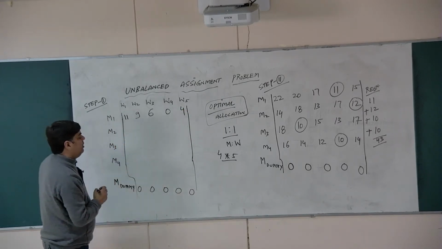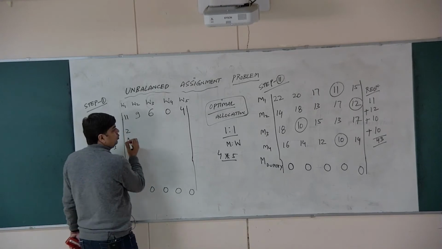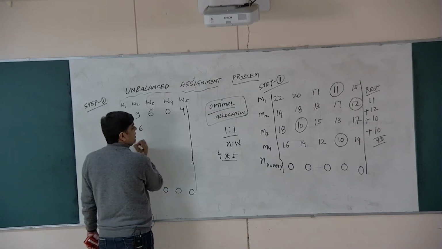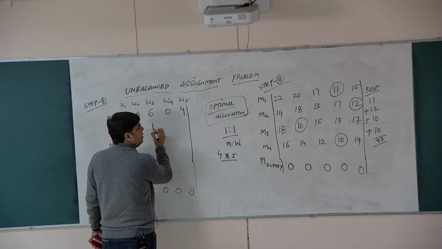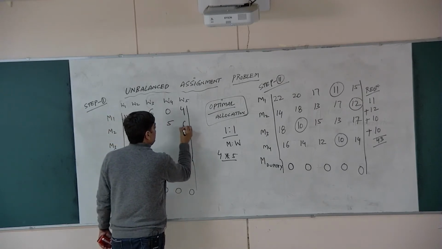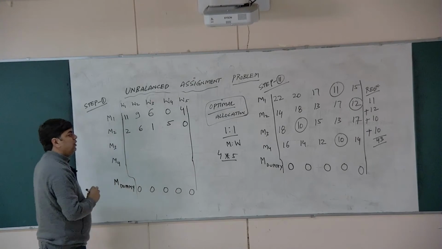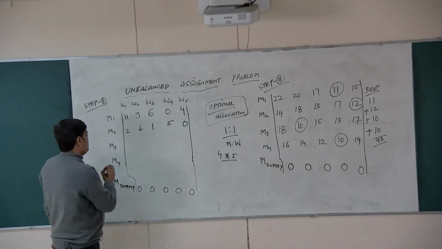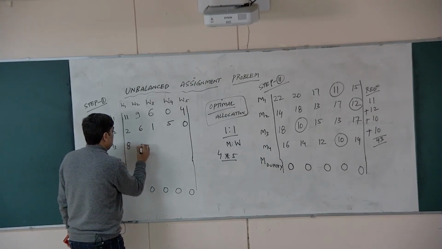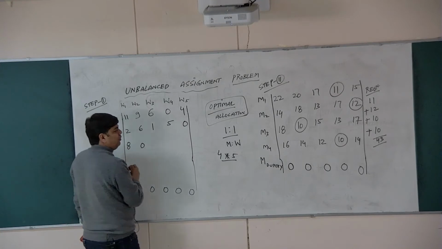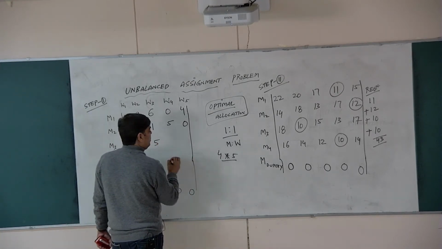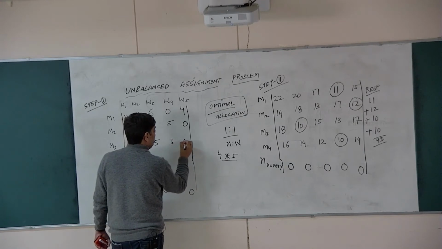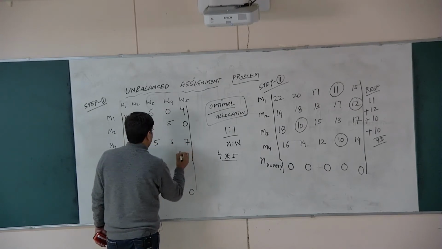Similarly 12. So we will have 2, 6. So 13 minus 12 is 1, 17 minus 12 is 5, 12 minus 12 is 0. Now I have 18 minus 10 is 8, 10 minus 10 is 0, 15 minus 10 is 5, 13 minus 10 is 3, 17 minus 10 is 7.